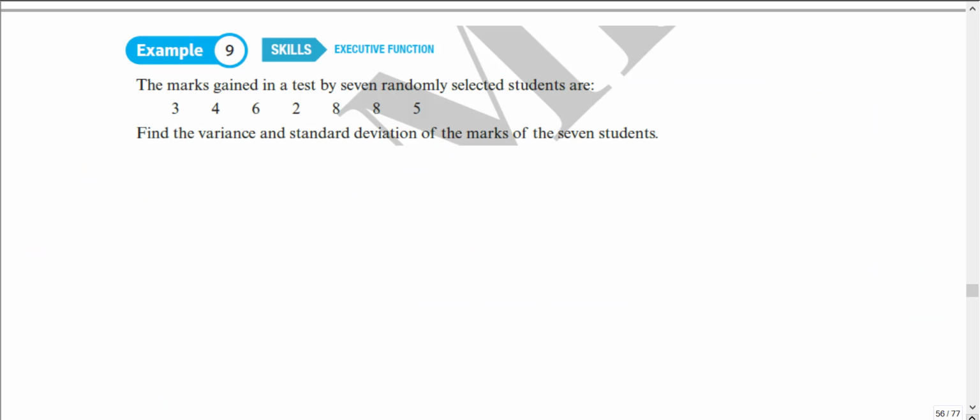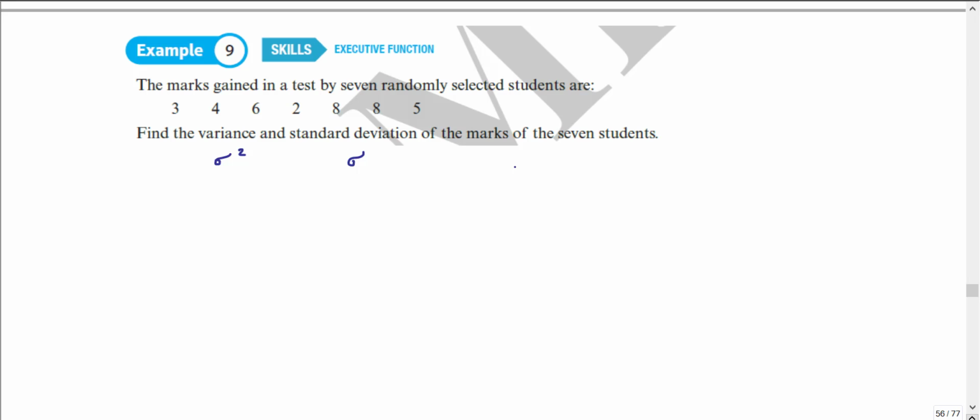Here they say the marks gained in a test by 7 randomly selected students are 3, 4, 6, 2, 8, 8, 5. So there was a test. You have the marks of the 7 students. They say find the variance, lower sigma squared, and the standard deviation, which is sigma, of the marks of the 7 students. How to do this one?